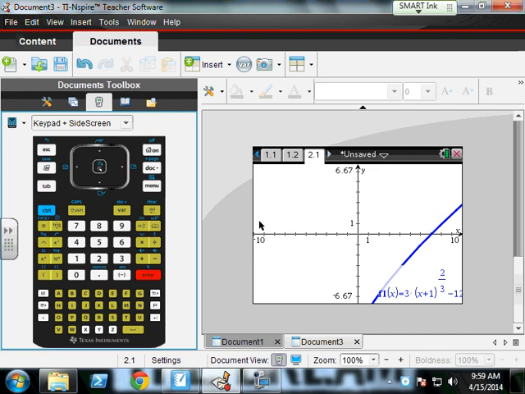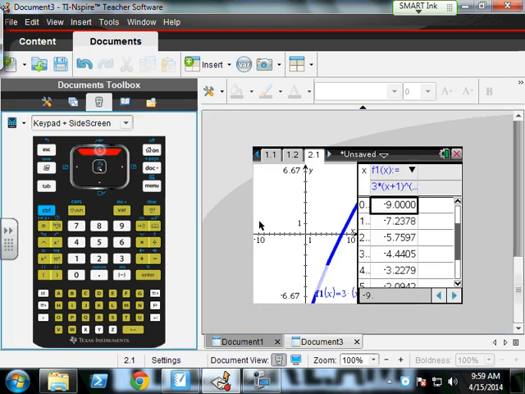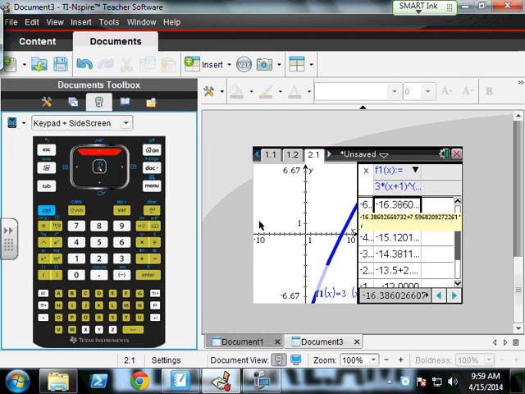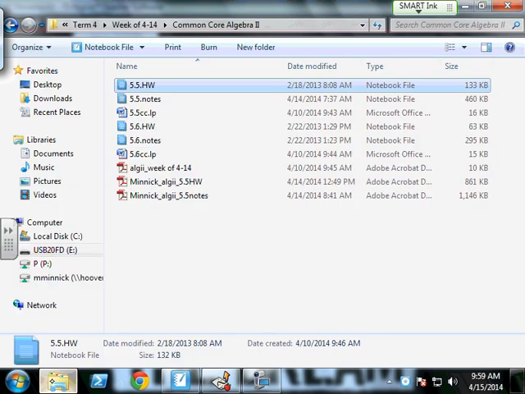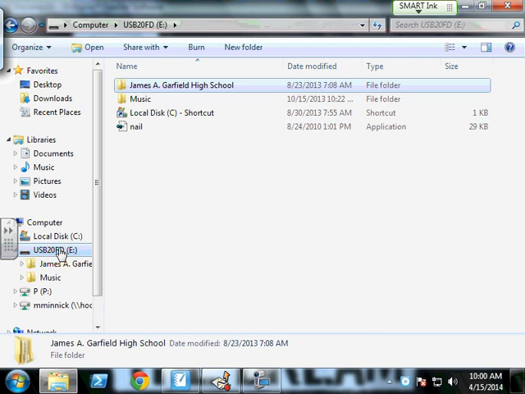The graph goes through when x is 7. Let me just go to the table. Control T. Because when x is -9, it looks like I get an imaginary solution. Maybe the TI-89 or the TI Inspire is going to let me down here.